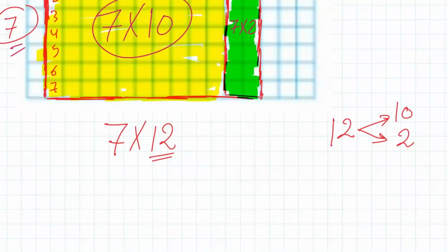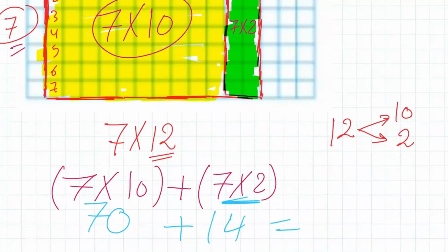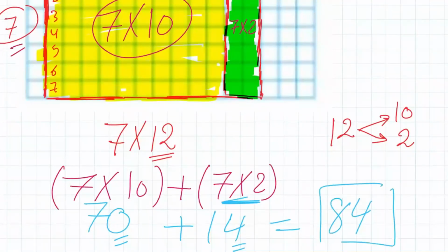Okay, after that, we have 7 multiplied by 10 plus 7 multiplied by 2. So 7 multiplied by 10 equals what? Equals 70, right? Plus 7 multiplied by 2 equals 14. Let's add them. 0 plus 4 equals 4, and 7 plus 1 equals 8. So our answer is 84.